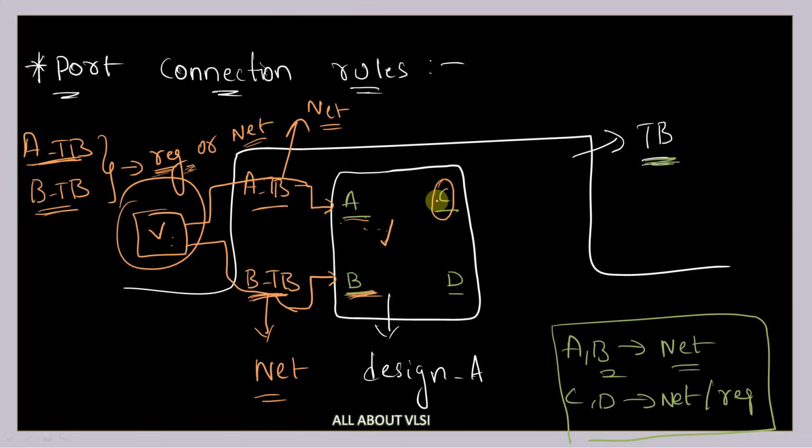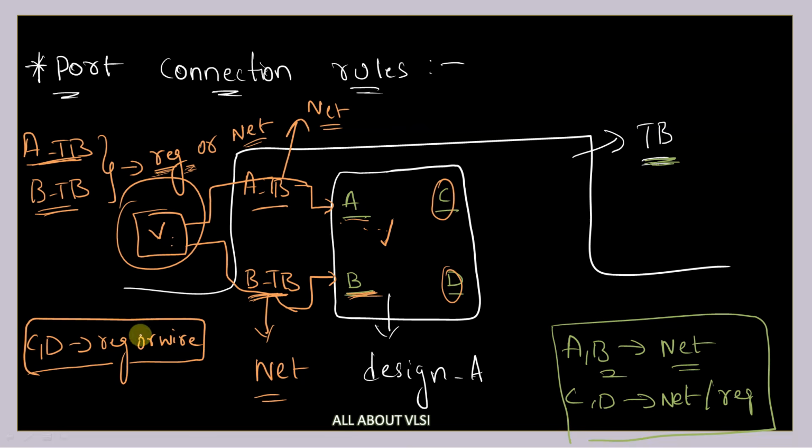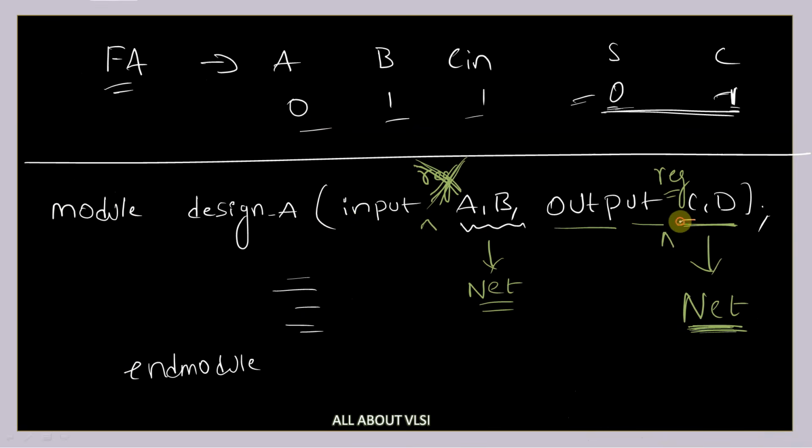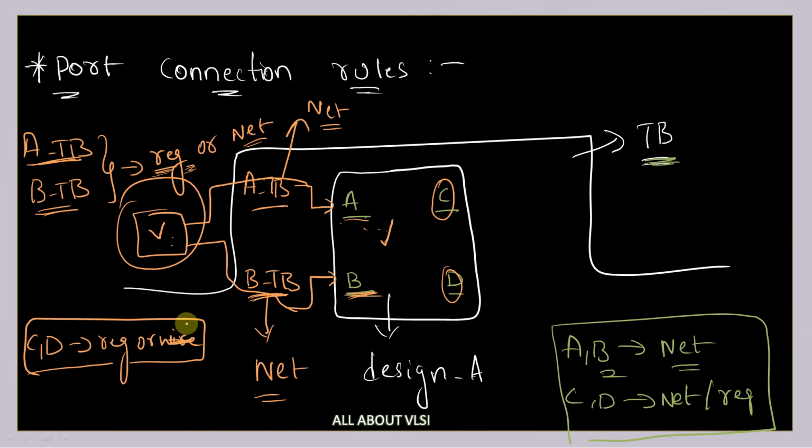Now, coming to the right hand side. What is the data type of C and D? The data type of C and D is of type reg or wire, which we have already seen inside our code also. It can be of reg or it can be of net. Net or wire, you can say either. I will use net. Okay.